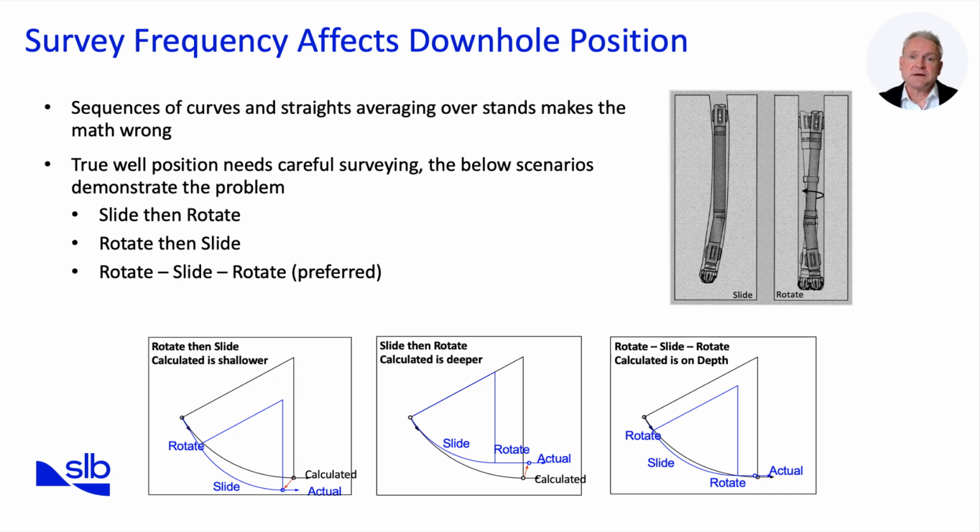The easy way to do it is to rotate a bit further and increase the distance between surveys. This would average out a smaller dogleg. Obviously, this would be evident if a gyro were run at the casing point.